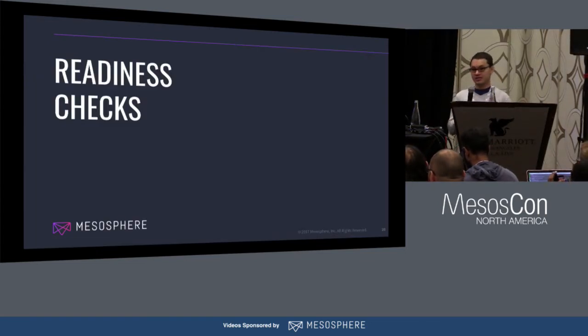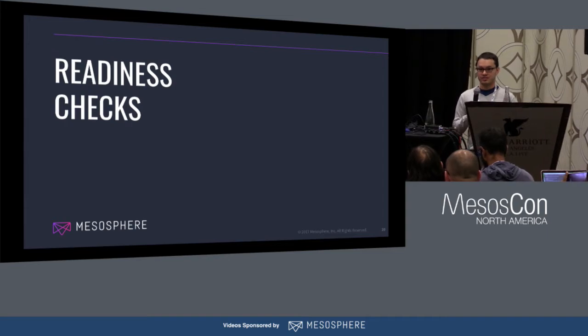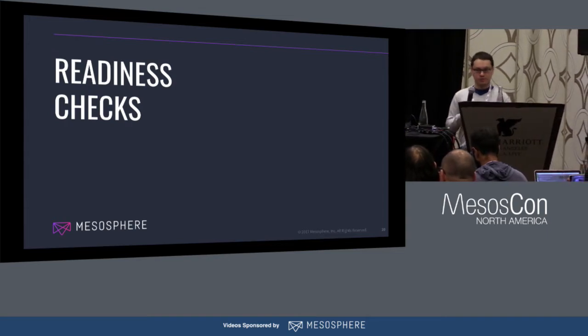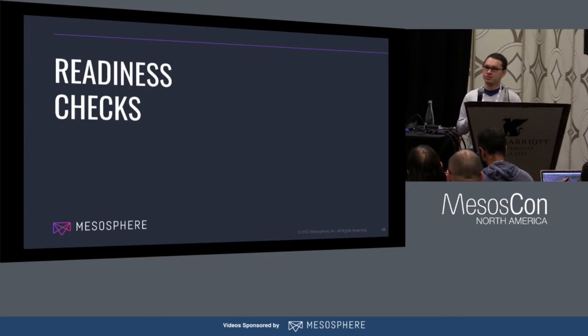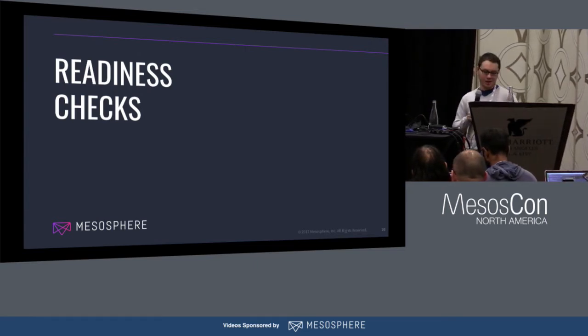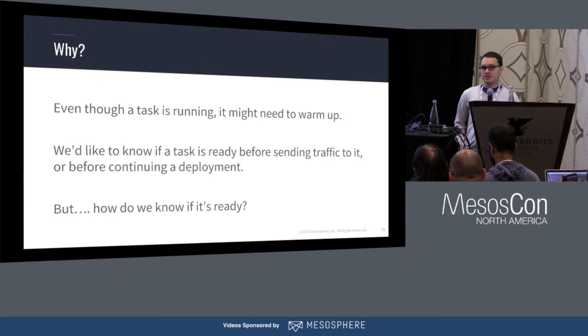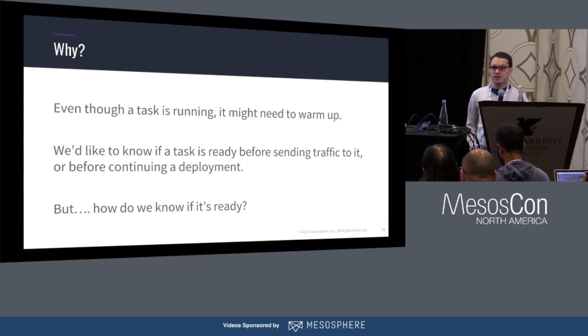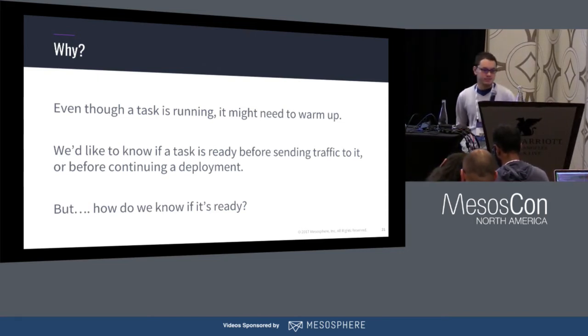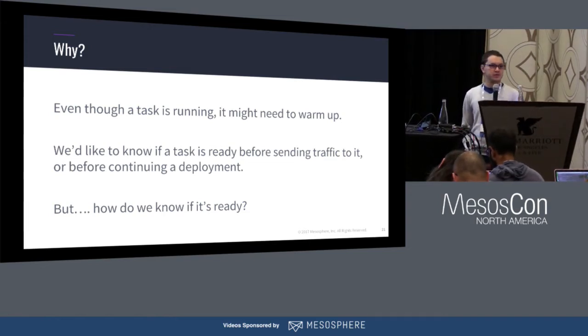Besides health checks, there's something else that Marathon offers called readiness checks. It's easy to confuse the differences between those two, so I will explain again why we have that and how they work. Let's say that your task is up and running, but at the beginning, it needs to warm up. It needs to load stuff, populate the cache, or something like that. And your load balancer needs to know when it's ready, or Marathon also needs to know when it's ready. Let's say you're upgrading an application. It needs to know when that task is up and running so it can kill one of the old ones.